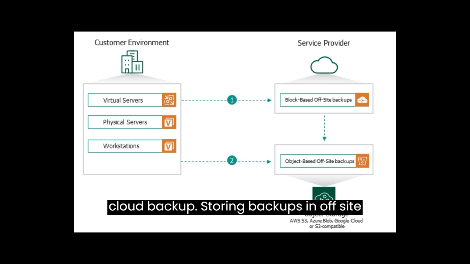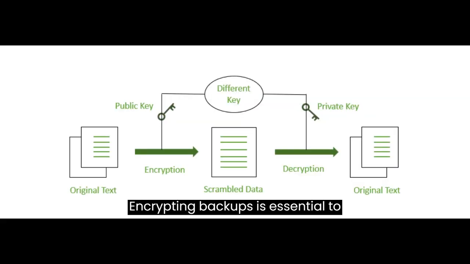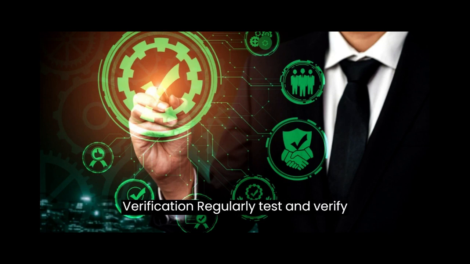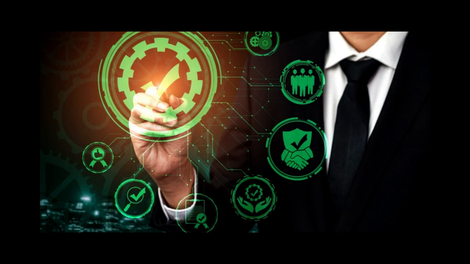Off-site and cloud backup. Storing backups in off-site locations or cloud services adds an extra layer of protection against on-premises disasters. Data encryption. Encrypting backups is essential to protect sensitive information in transit and storage. Testing and verification. Regularly test and verify the integrity of backups to ensure they can be restored when needed.